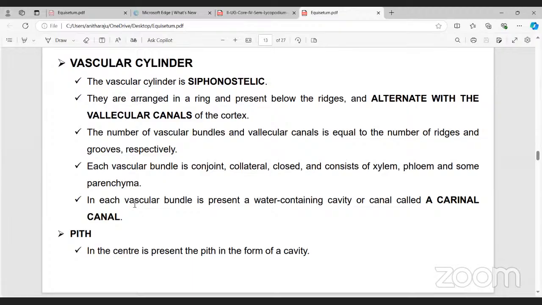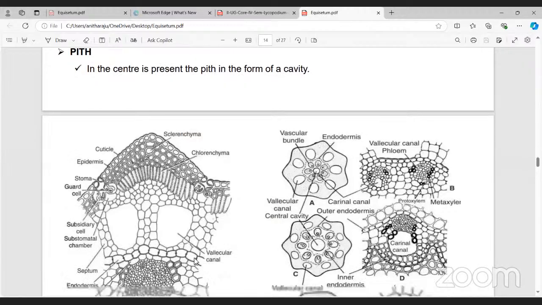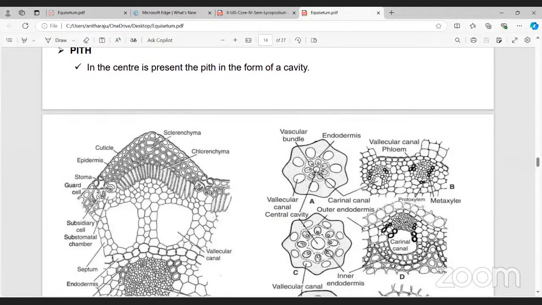So the central pith is present like this. These are ridges and furrows, with sclerenchyma and chlorenchyma alternating, as we saw in the microscope. This is the vallecular canal. You can see the vallecular canal here also, and in the ground plan you can see it clearly. This is the vallecular canal, alternate to the vascular bundle.